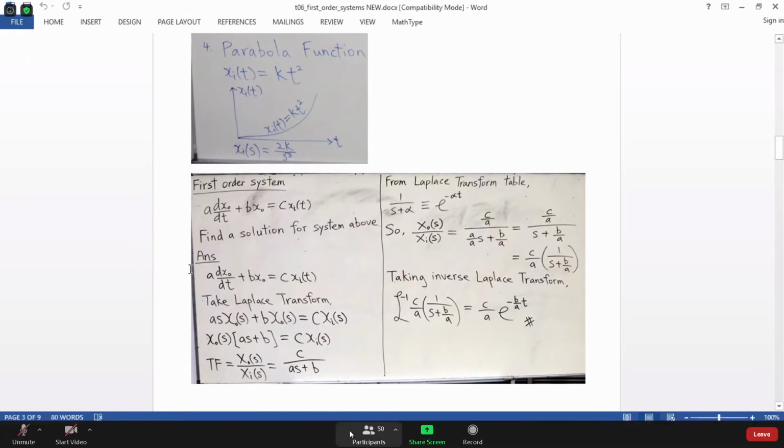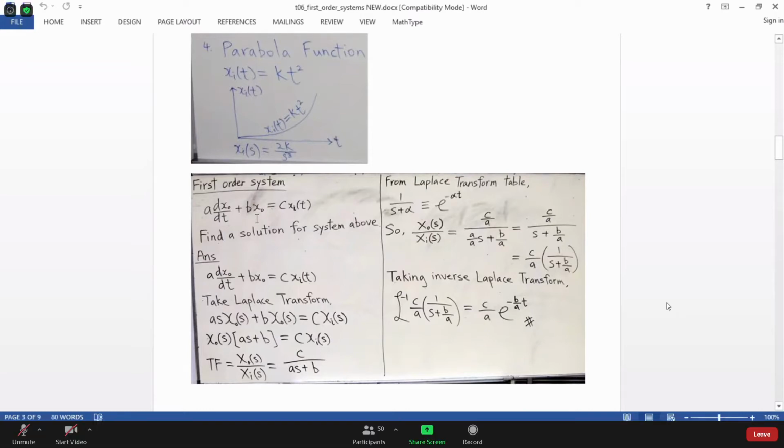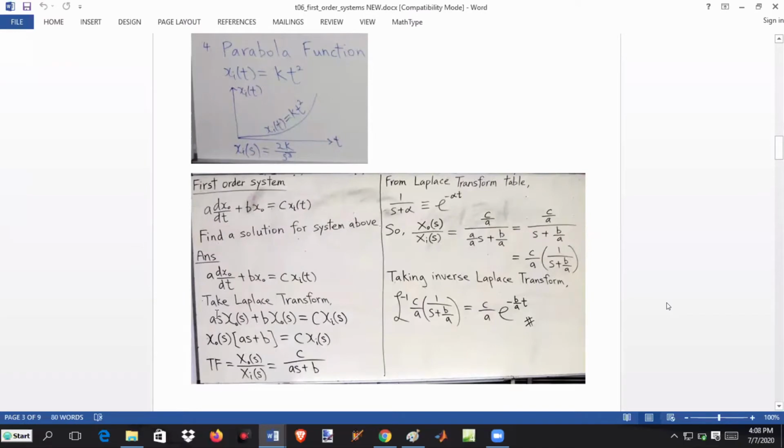So if you are given a first order system like this, A dxo/dt plus B xo equals C xi(t). xo is output, xi is input. So you take the Laplace transform, very easy. A is constant, just put it back there. When you have d/dt, just put the s there.